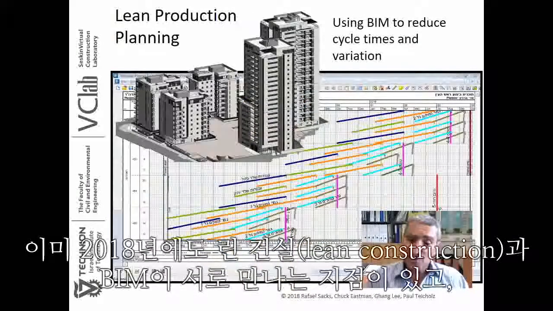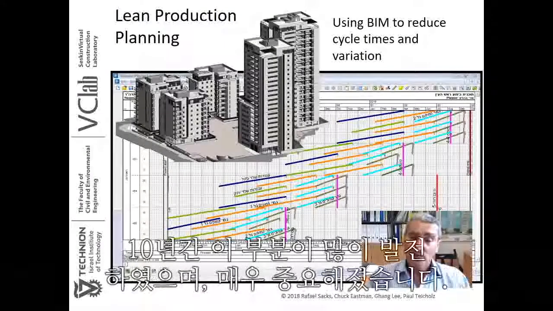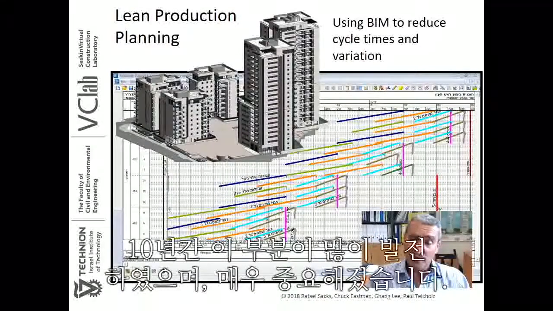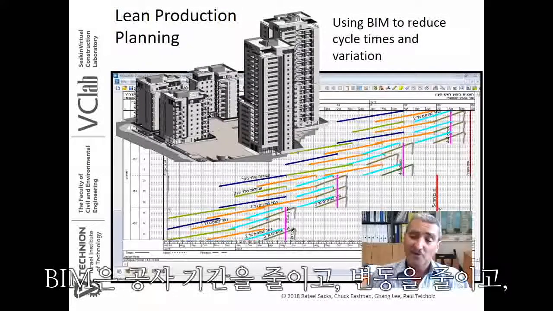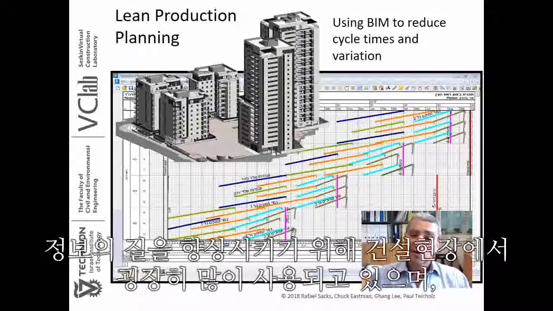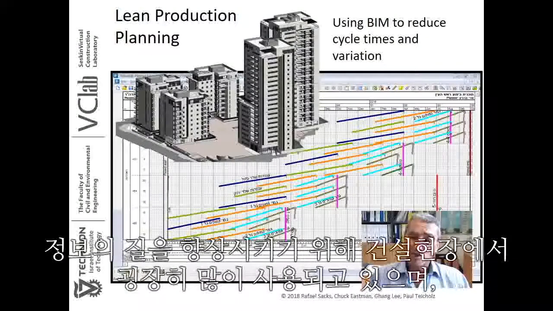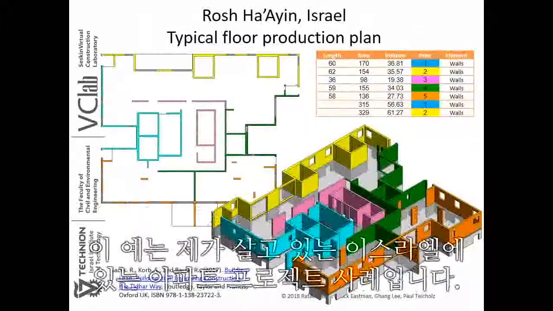Already in 2008, we had the sense that lean construction and BIM would have a confluence and would be able to work together at some time. We've seen this grow very much over the past 10 years, and this has become very significant. Building models are increasingly used on site to reduce cycle times, to reduce variation, to improve the quality of information, and all of these things significantly not only reduce waste in construction, but they also improve flow. You can see an example here.